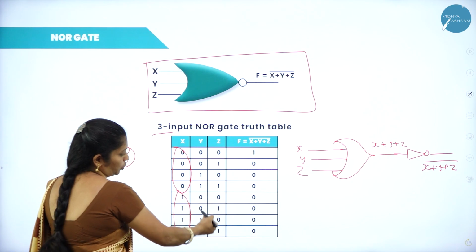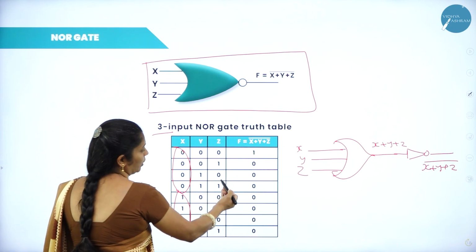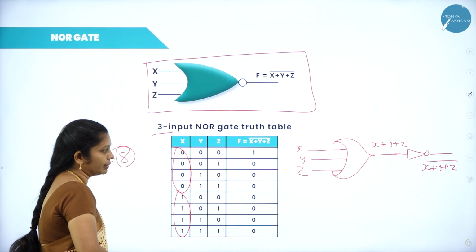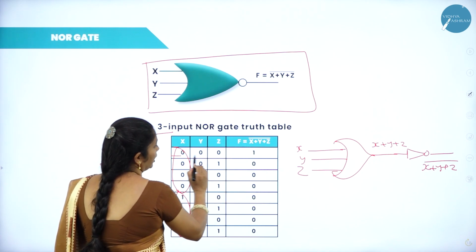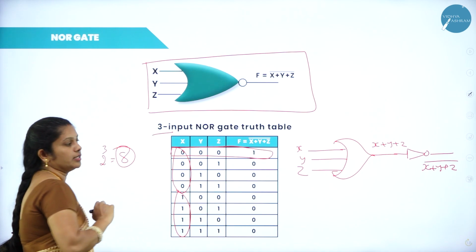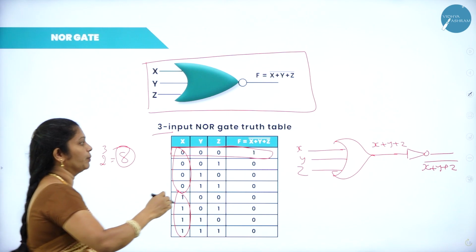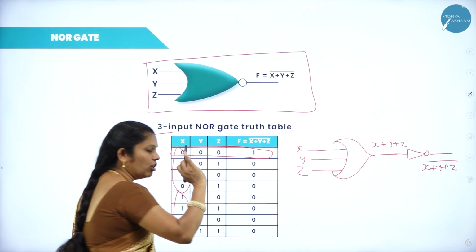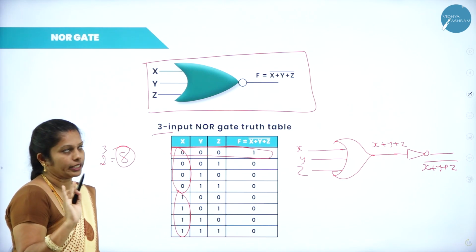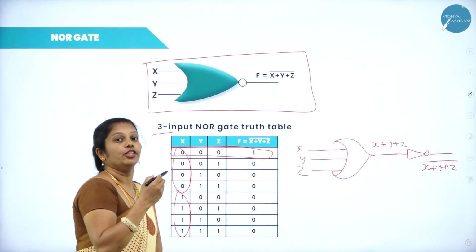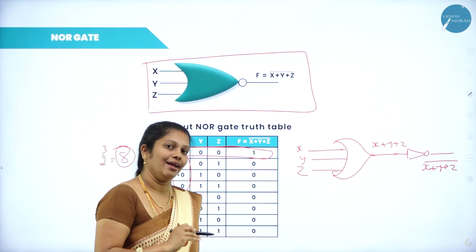Next 2 times 0, 2 times 1. Alternatively, then 0, 1, 0, 1, 0, 1. Alternately we have to write. Then output, when all the inputs are 0, then only the output becomes 1. In the remaining cases, it is 0 only. This is regarding the NOR gate. Then you come to know NAND as well as NOR.